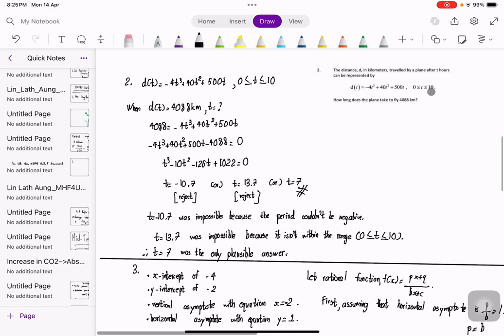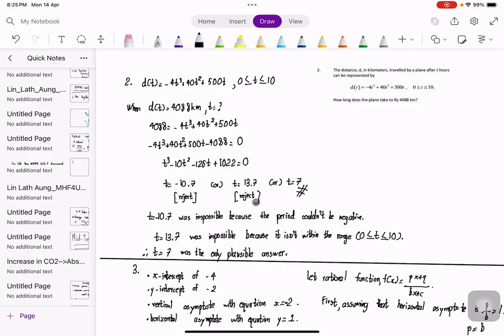So here it says the value of t would have to be between 0 and 10. So minus 10.0 is far beyond and far smaller than 0, so we have to reject it, of course. The period couldn't be negative, so this is obvious.